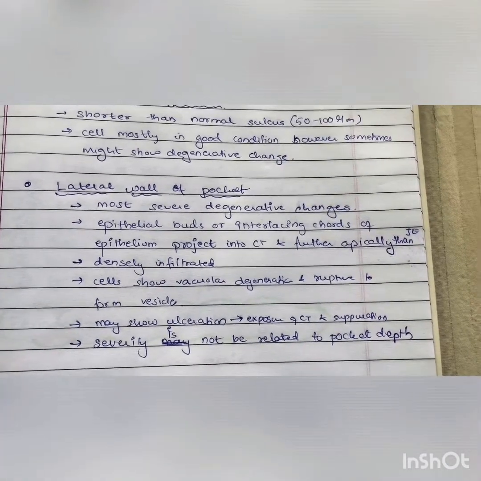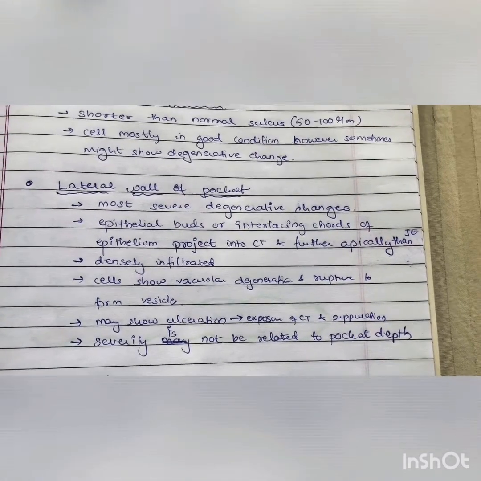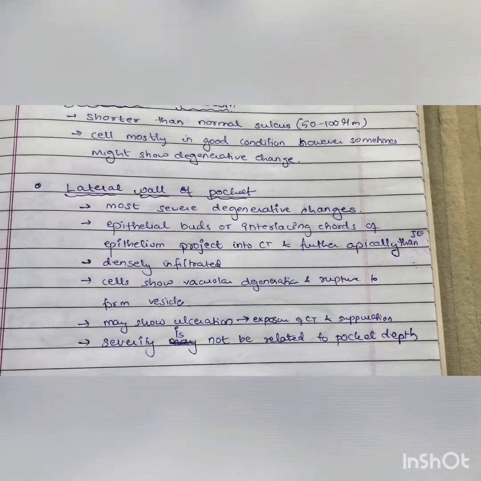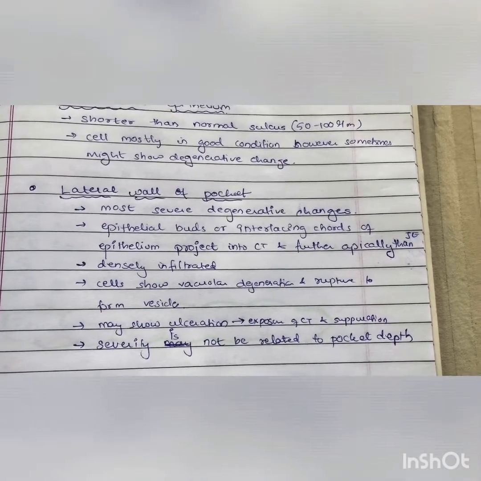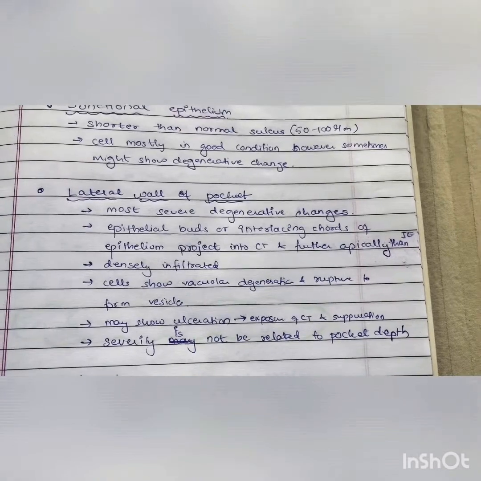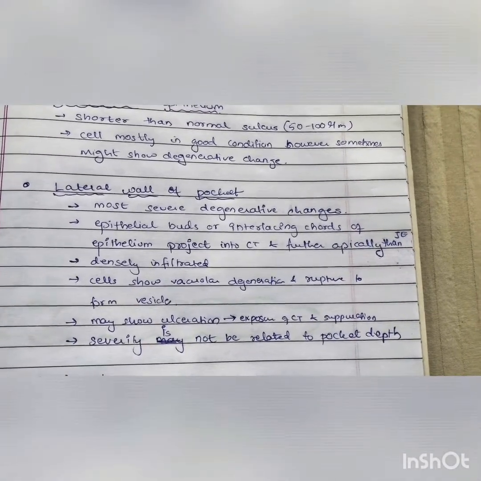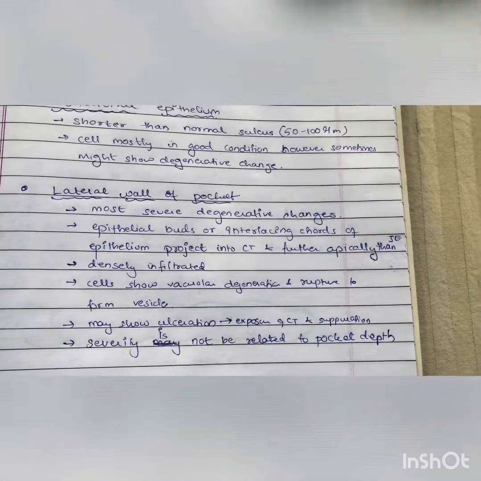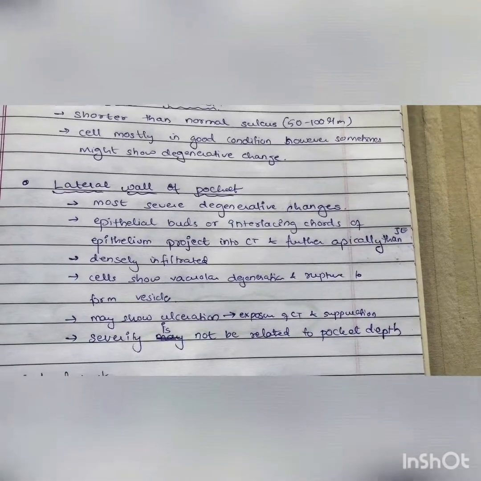There are epithelial buds and interlacing cords of epithelium which project into the connective tissue, and they can even move further apically than the junctional epithelium. As mentioned earlier, from the connective tissue, the PMNs infiltrate into the epithelium. So this change is also seen in the lateral wall of pocket, and the epithelial cells show vacuolar degeneration and rupture to form vesicles. Sometimes the epithelium is completely lost in certain areas of the pocket.